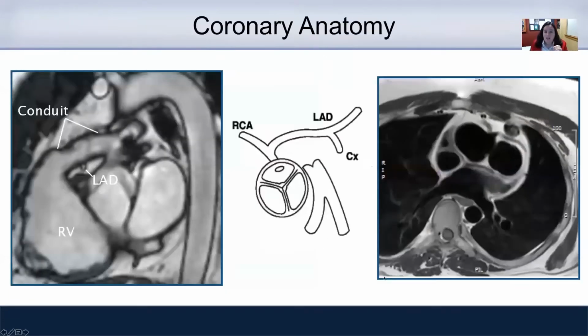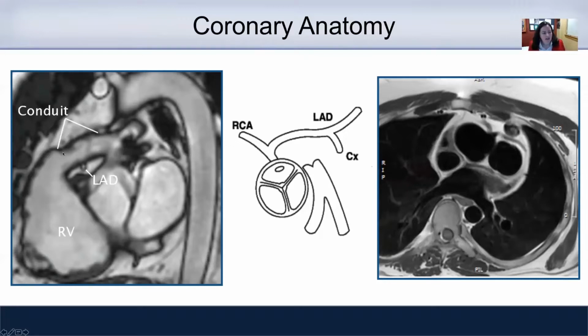And we need to take into account the relationship of the great vessels to the coronary arteries. MRI does a wonderful job looking at the proximal coronary arteries because we recognize that at least 5% of patients with repaired tetralogy may have an anomalous left anterior descending coming from the right coronary artery. And that may cross right across the right ventricular outflow tract, in an area where you would consider putting a pulmonary valve in.